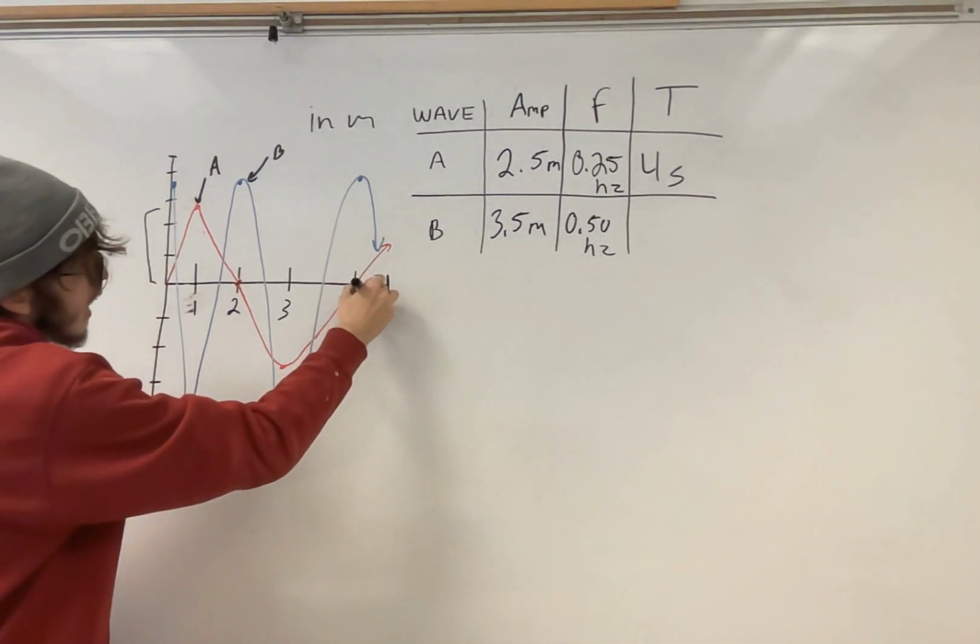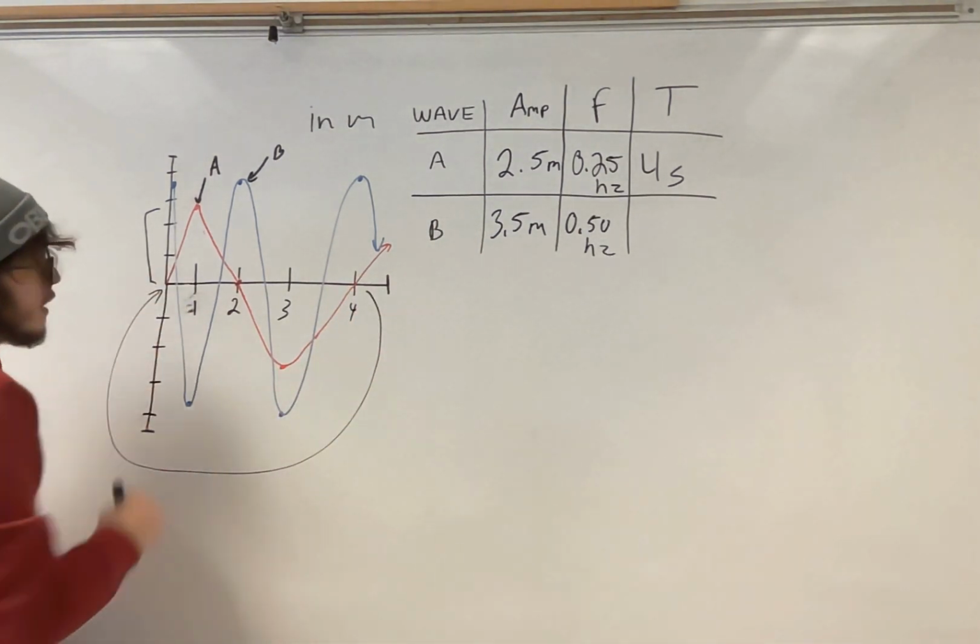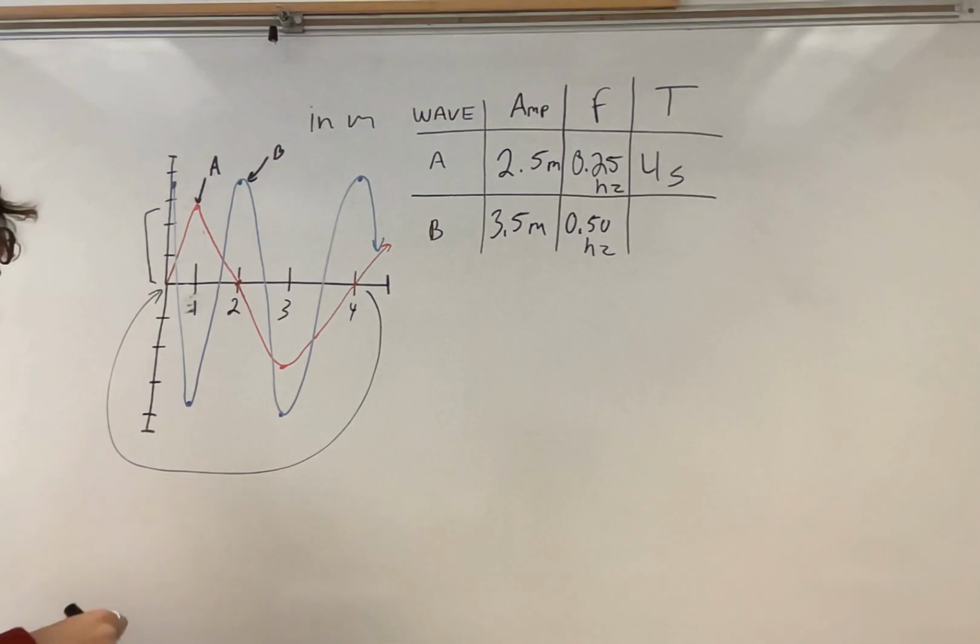So right here we would have characteristic movement starting from here. It's kind of like a loop, right?